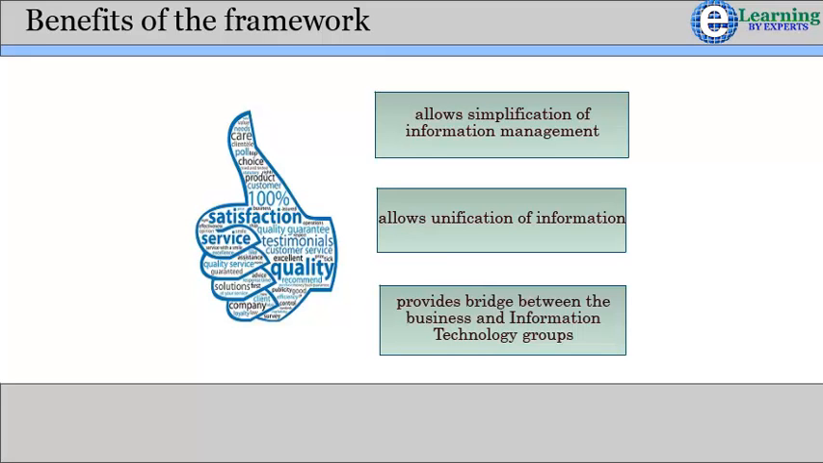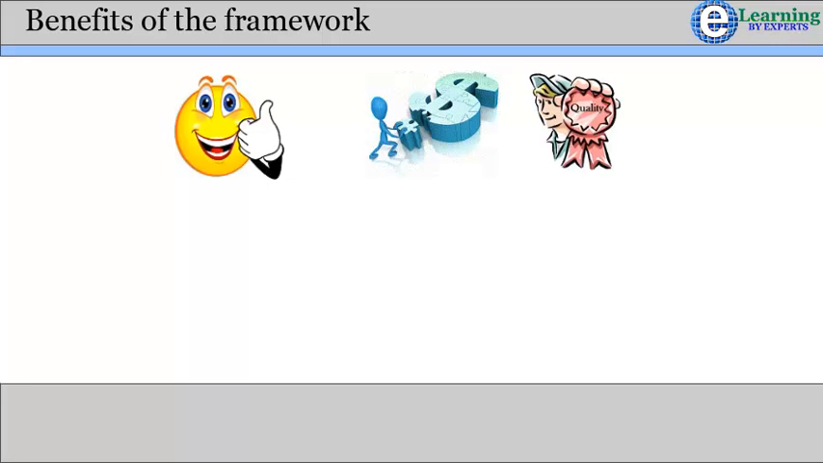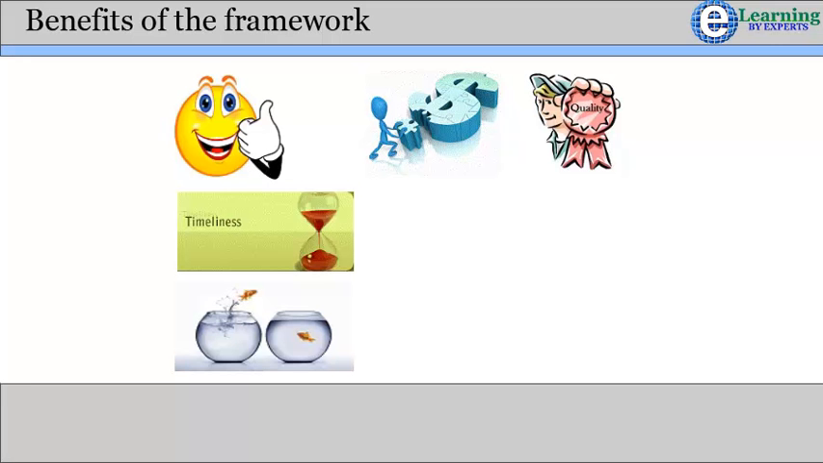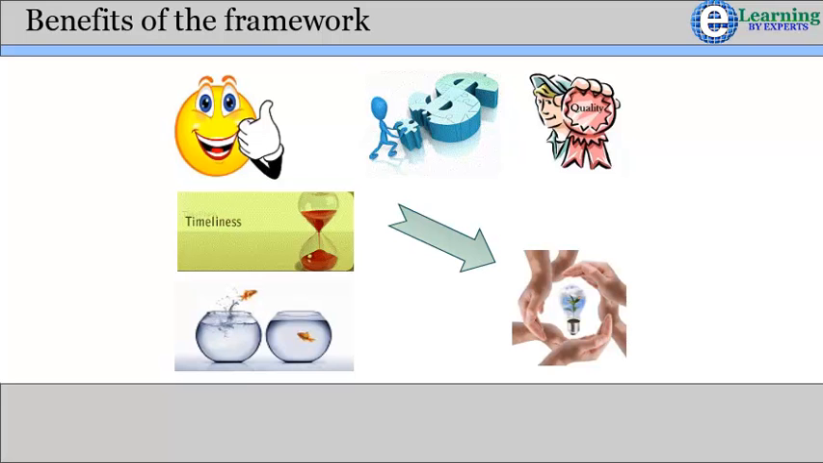It provides a bridge between the business and information technology groups by providing definitions that are understandable by the business, but are rigorous enough to be used for software development. These benefits then enable business benefits relating to cost, quality, timeliness, and adaptability of enterprise operations, allowing an enterprise to focus on value creation for their customers.